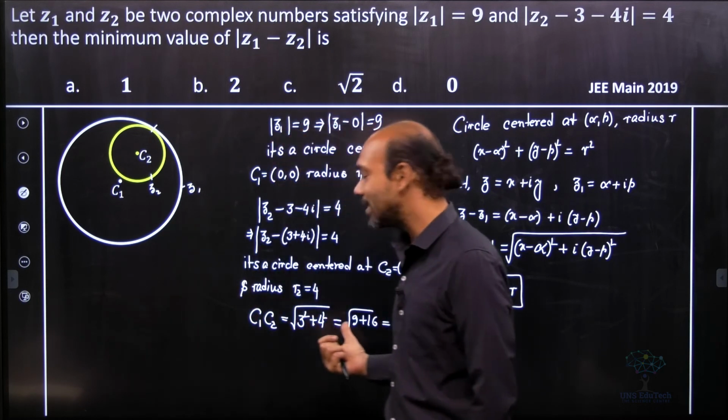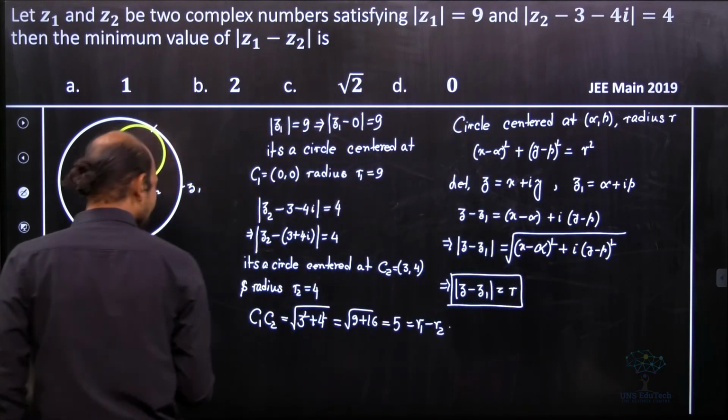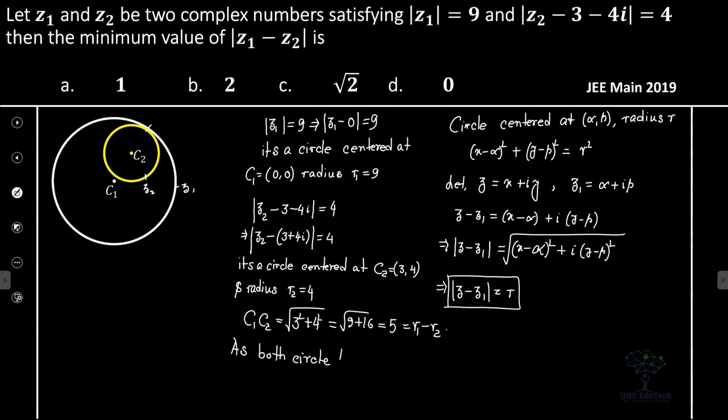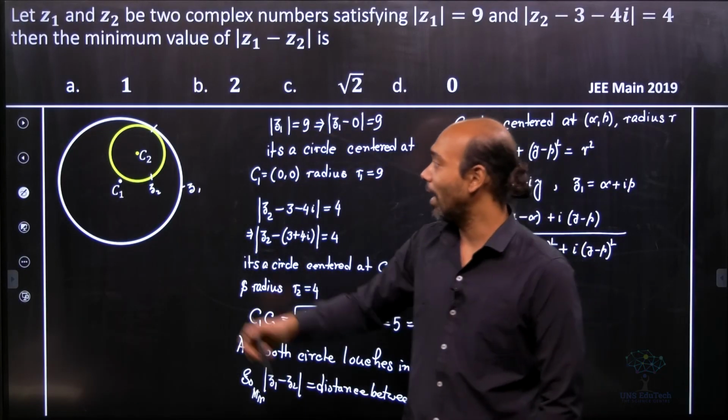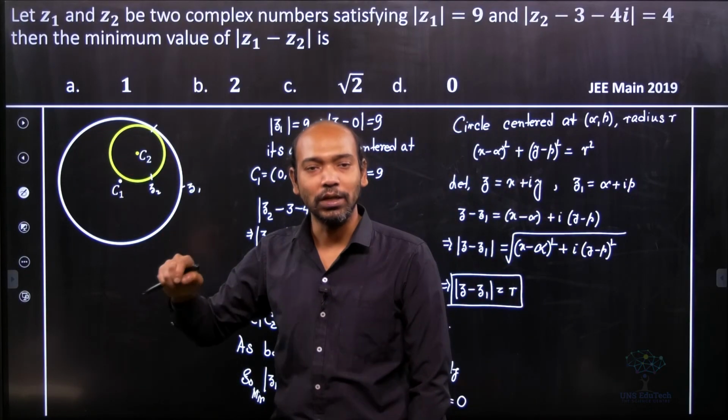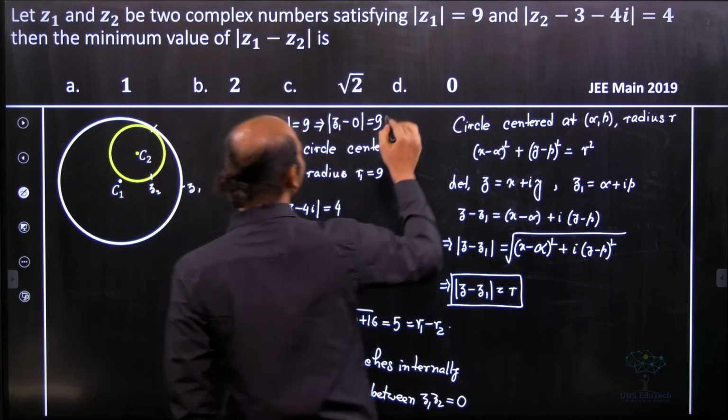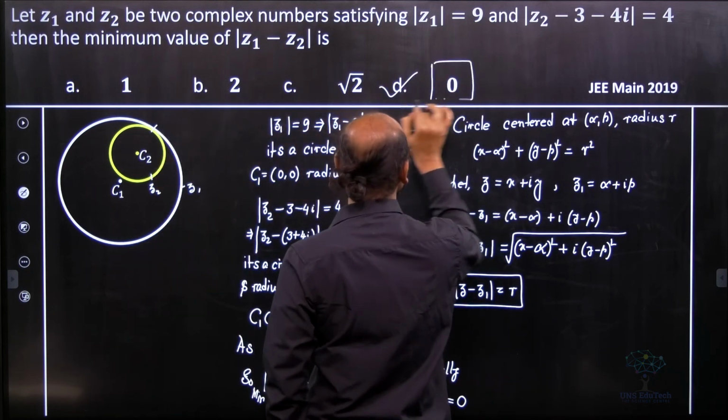So as both circles touch internally, mod of z1 minus z2, that is the distance between z1 and z2, is equal to 0. And this is, I write, the minimum. So the minimum of mod z1 minus z2 will happen, and this minimum value happens at the point of intersection. Therefore, we'll say that the minimum value is option D, and that's 0.